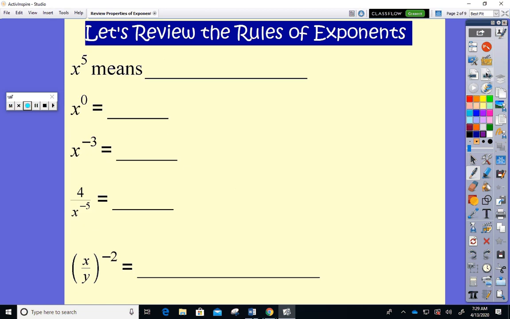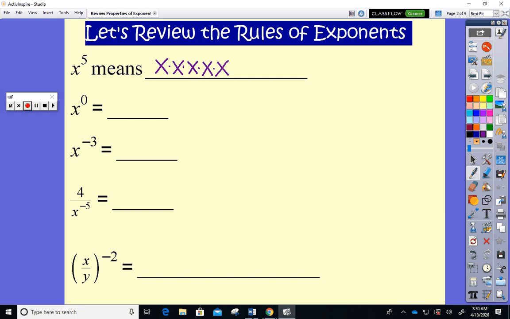So if I say, well, what does x to the fifth mean? It doesn't matter that our base has changed to a letter. We're still going to say the base is x and the exponent's 5, or the power is 5. That just means that you're going to multiply x by itself 5 times in a row.